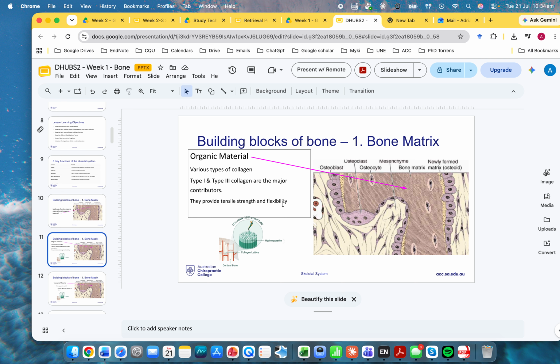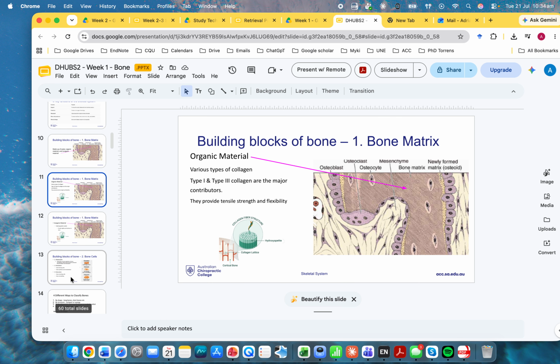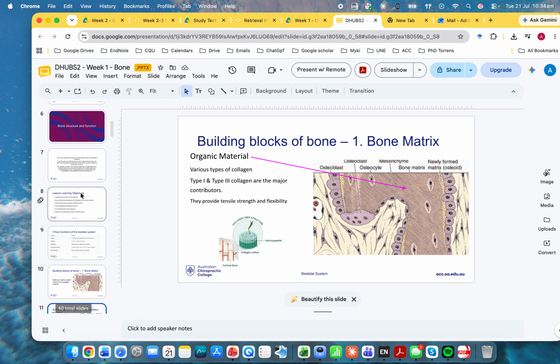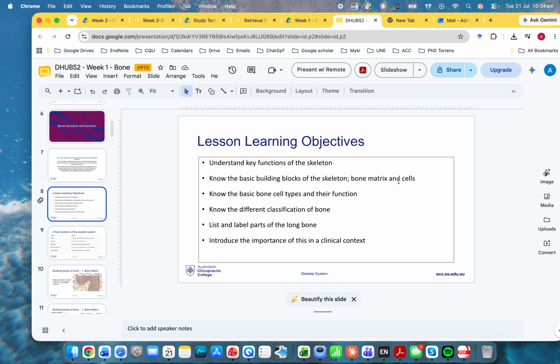So your question might be, well, what is the organic material made up of in the bone matrix, and what does that contribute to bone? The answer would be, it's made up of type 1 and type 3 collagen fibres, which provides tensile strength and flexibility to bone. And then getting back again to the learning objective, the next one is, know the basic building blocks of the skeleton, the bone matrix. We've talked about that. Now, the cells.